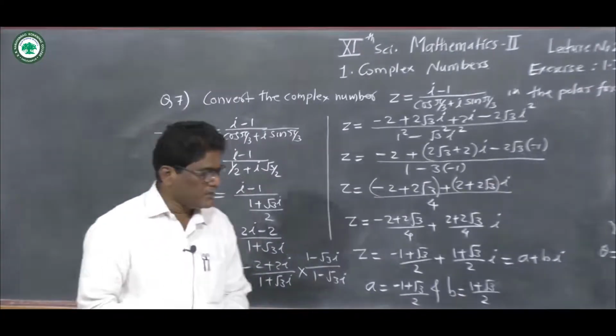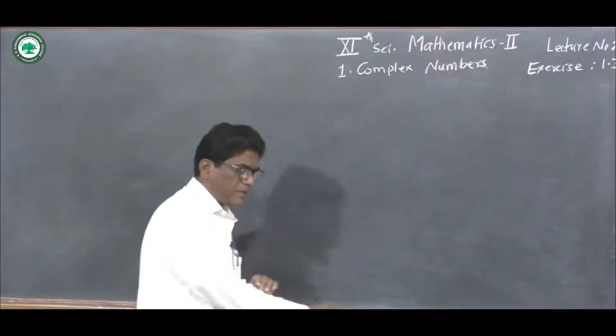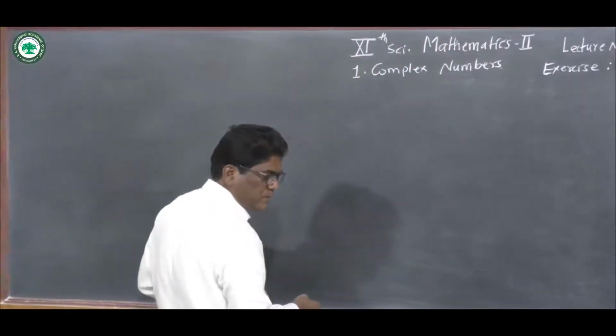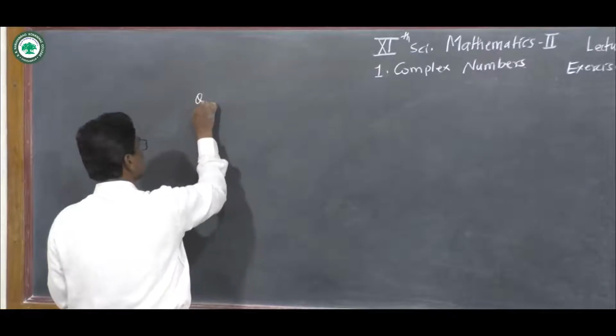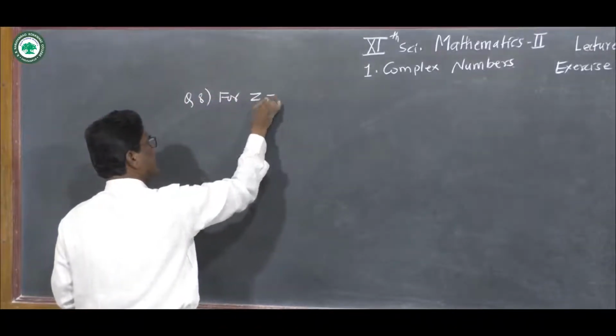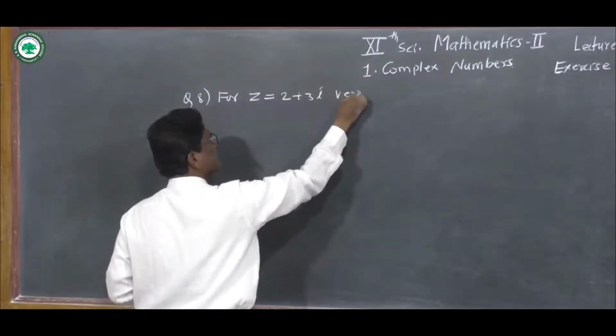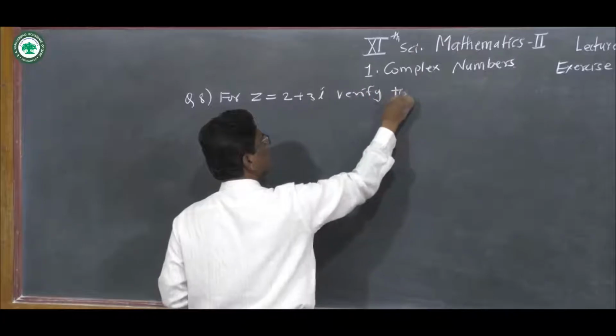Now we see here question number 8. Question number 8, for z is equal to 2 plus 3i, verify the following. Very easy problem.